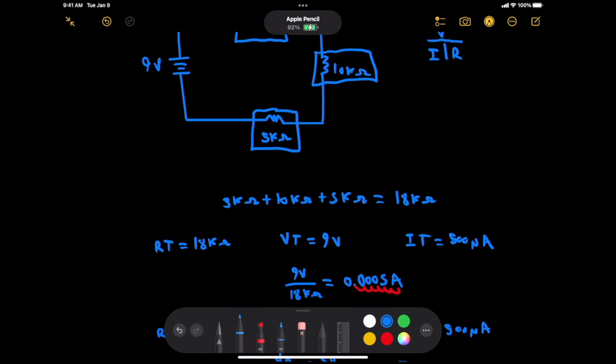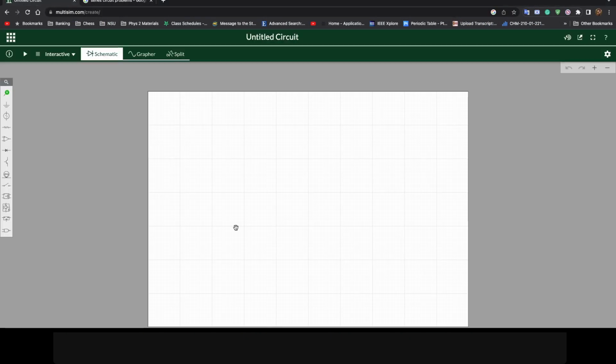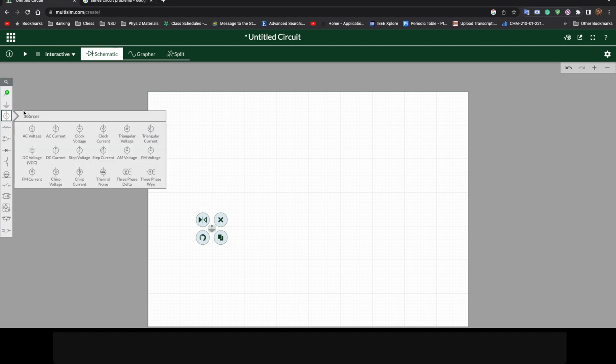And let's just double check our work by putting it online. So here is another tool. It's called Multisim. It's a free tool where you are able to build series circuits and work through your answers. It's like double checking your work. So let's just go through how to build a circuit. So we have our power source. Well, it's always good to have ground first. But we have our power source, right here.